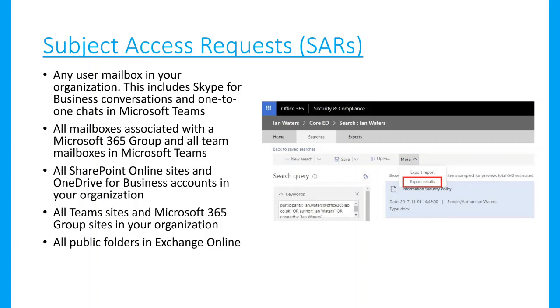So data can be accessed, as we can see here, from Skype for Business or Microsoft Teams chats, any mailboxes associated with an MS365 group or mailboxes within Microsoft Teams. All of your SharePoint sites and your OneDrive for Business accounts within your organization, all team sites and Microsoft group sites, and of course all public folders in your Exchange Online environment as well. So as I say, perfect for handling GDPR data requests and subject access requests.